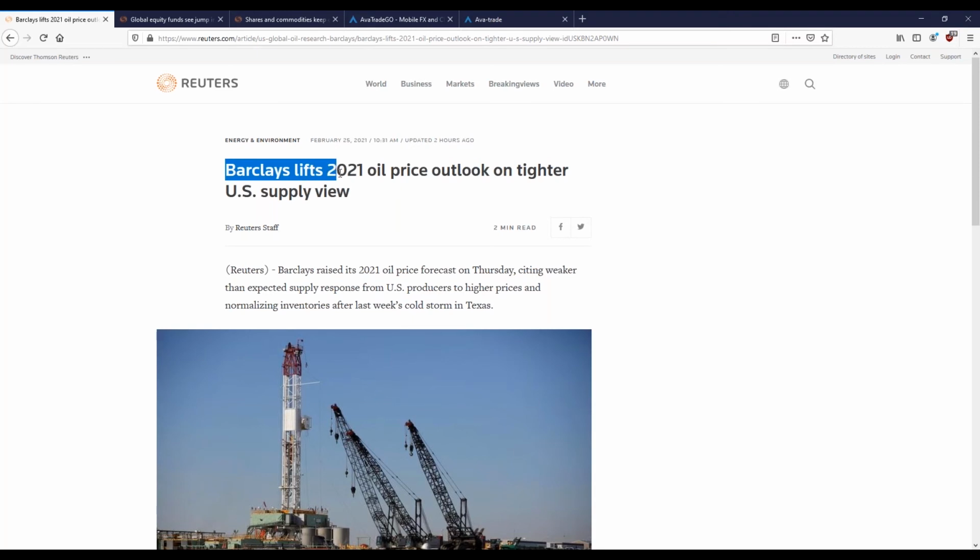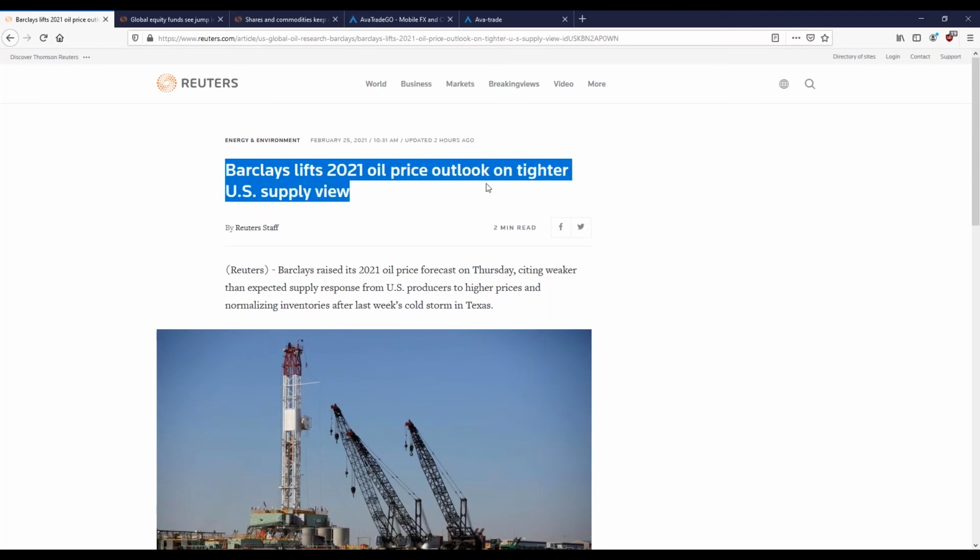Look at this headline: Barclays lifts 2021 oil price outlook on tighter U.S. supply view. We talked about that a while back. When the Biden administration took over in the U.S., what did they immediately do with energy policy? And if anyone wants to type, you can in the chat box. What did the Biden administration change about energy policy in the U.S.?